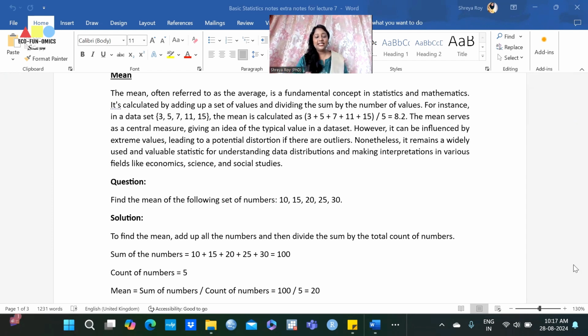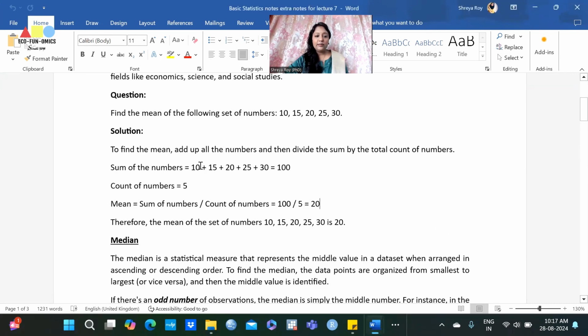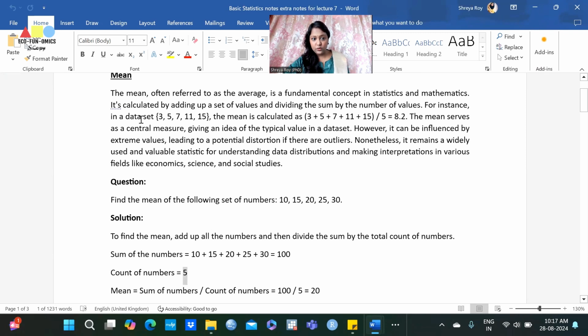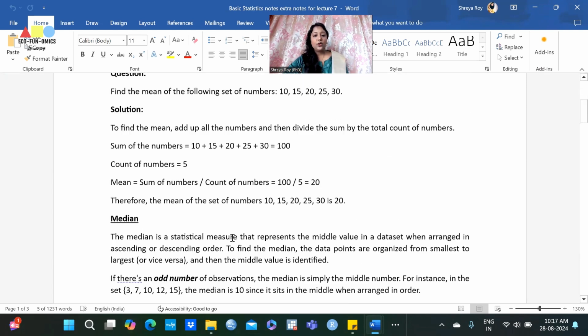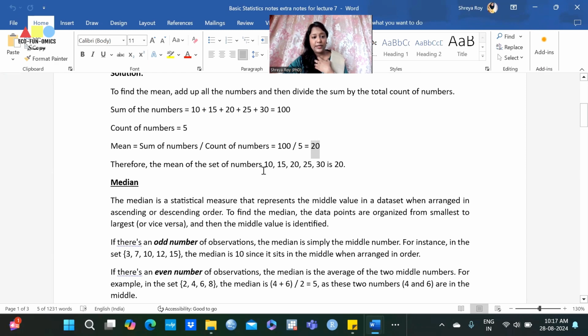In a very simple method, let's say we have the values 3, 5, 7, 11, and 15. We'll add them up, and then divide by the total number of observations. When I say total number of observations, I mean the total number of frequencies or counts given. Like for example, 3 is my first observation, 5 is my second observation, 7 is my third observation, 11 is my fourth observation, and 15 is my fifth observation. So then the mean is 20.